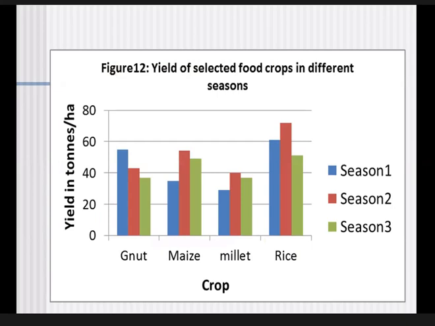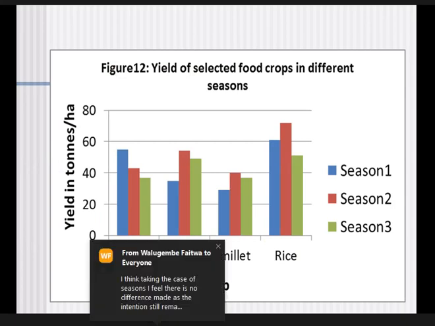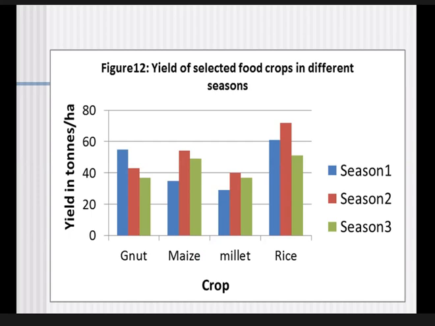This is another faulty graph. This is yield of selected food crops in different seasons. The title reads okay, but it is in the wrong place. First of all, I don't want you to put the title within the figure. It should be outside and at the bottom.